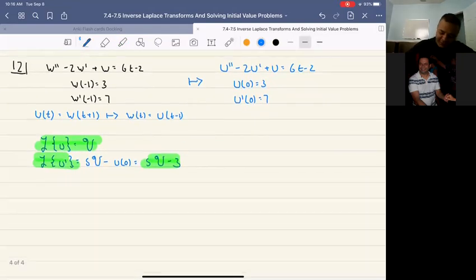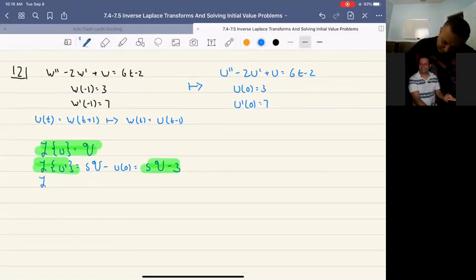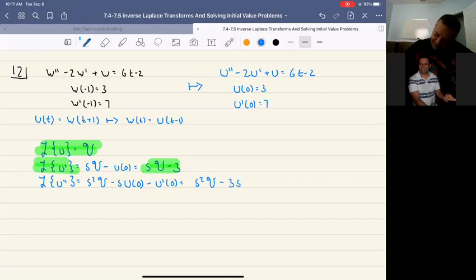L of u double prime is going to be s squared script u minus s u of 0 minus u prime of 0. So in this case, it's going to be s squared u minus 3s minus 7.